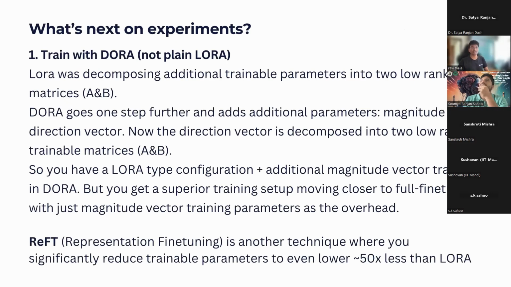So what are some next experiments that we have? As said, LoRA is one such technique where you decompose the trainable parameters into low rank matrices, so that you don't have to train very huge parameters, but very few parameters, and still get similar performance. DoRA is one step further along similar lines. It adds additional parameters on the magnitude and direction of the vector into these low rank matrices. So low rank LoRA plus these additional trainable vectors becomes DoRA.